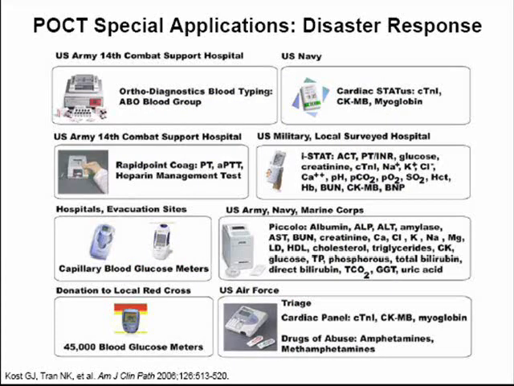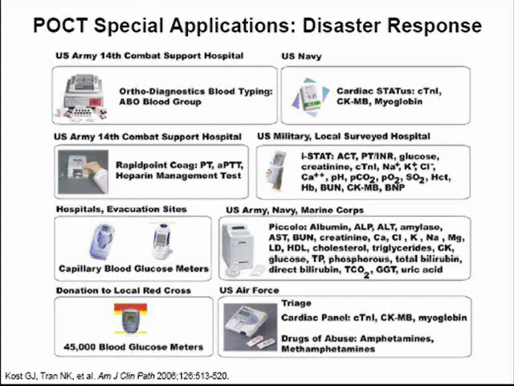As we see on the next slide, point of care special applications, these devices have been used in disaster response. This slide was based on a survey we conducted during and following Hurricane Katrina. You can see that the United States military, specifically the Army, Air Force, and Navy, are frequent users of point-of-care testing, including for ABO blood typing and cardiac biomarker testing. The iStat device shown on the right appears again.